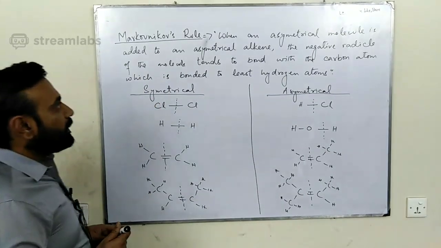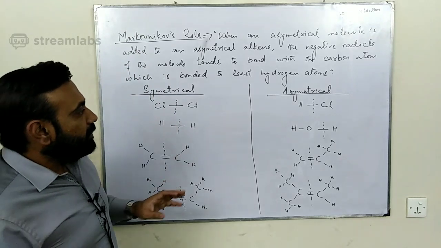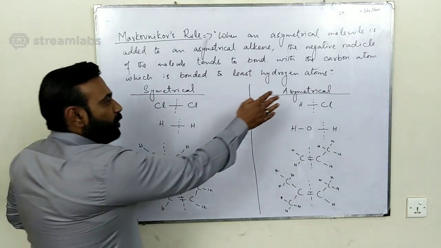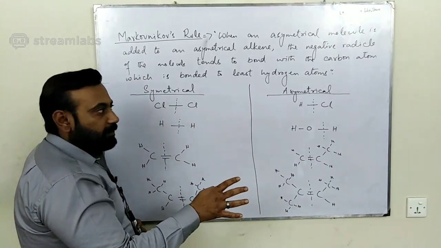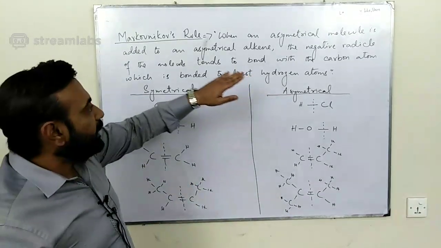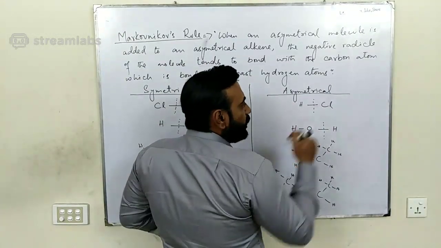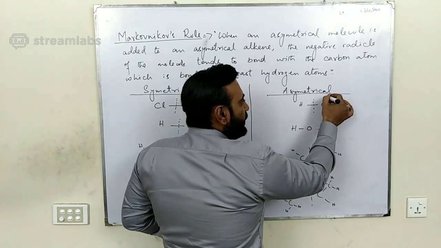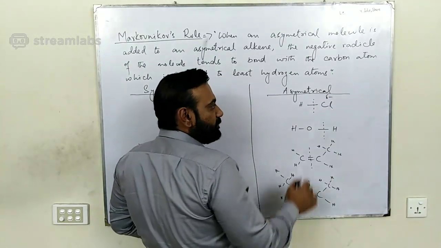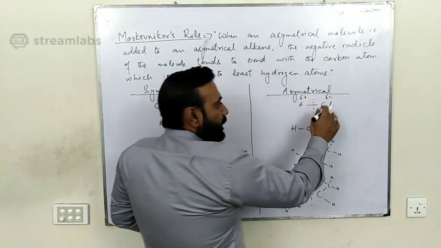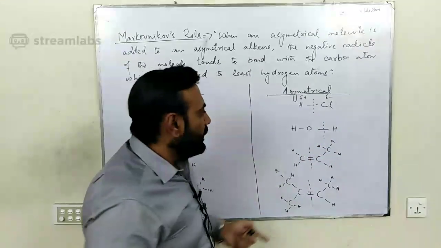Now let us take a look at the Markovnikov's rule once more. It states that when an asymmetrical molecule is added to an asymmetrical alkene, the negative radical of the molecule, like in this case, we know that chlorine has a higher electronegativity than hydrogen, so chlorine would have a partial negative charge from the beginning. And when this bond is broken, chlorine will be the negative ion, there would be chloride ion.